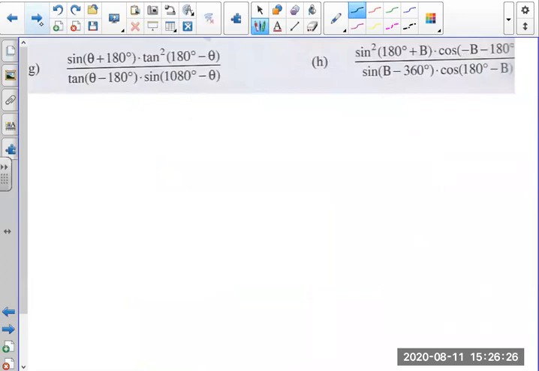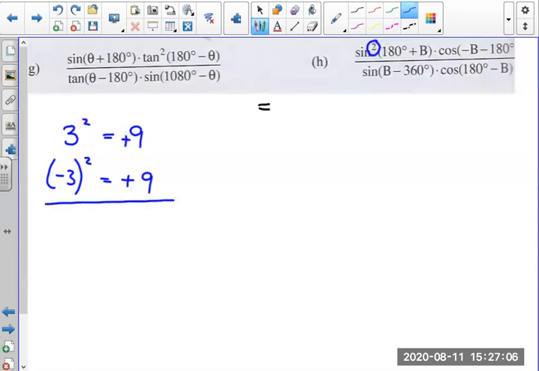Okay, number G, I'm not going to do. I'm going to do number H because number H is more difficult. Now, what you see here that we haven't seen before is a square. Sine squared of 180 plus. Now, you remember that a square is always positive. Doesn't matter if I give you 3 squared, that will give you 9. If I ask you (minus 3) squared, it will give you positive 9.